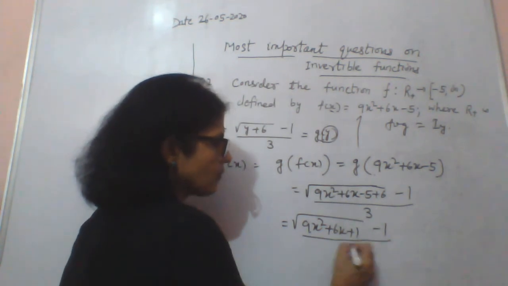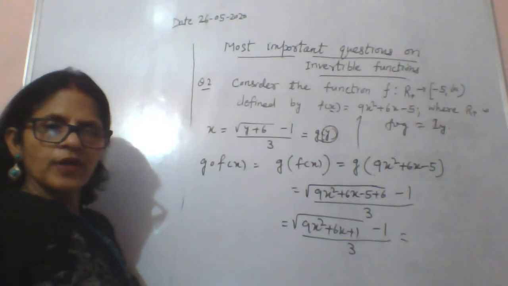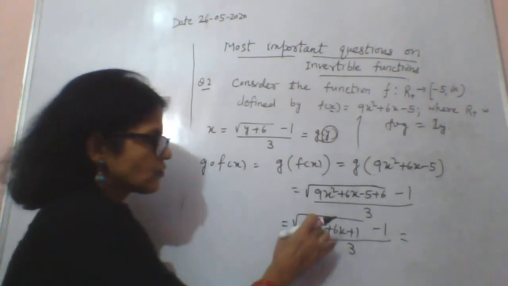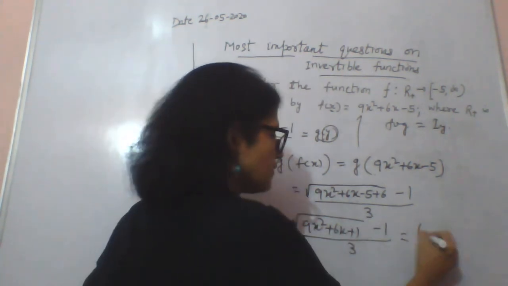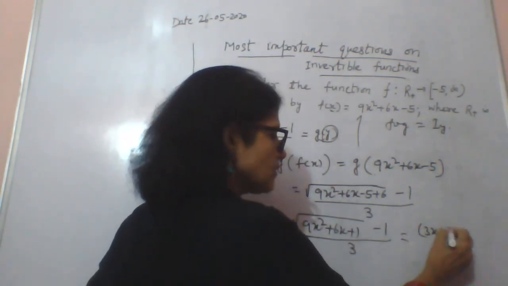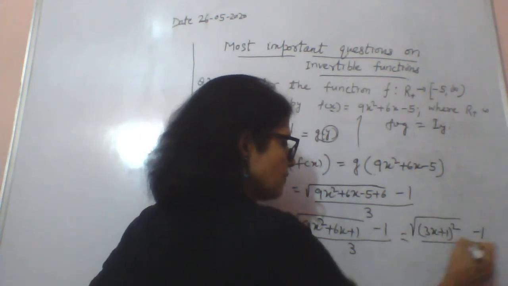Okay, divided by 3 here. See, just have a look at it. 9x square plus 6x plus 1. So this is, I think, 3x plus 1 whole square. So it means you are getting 3x plus 1 whole square under root of this, minus 1 by 3.